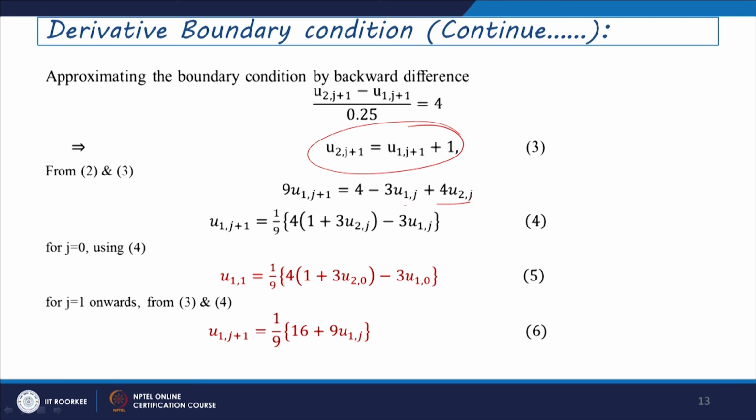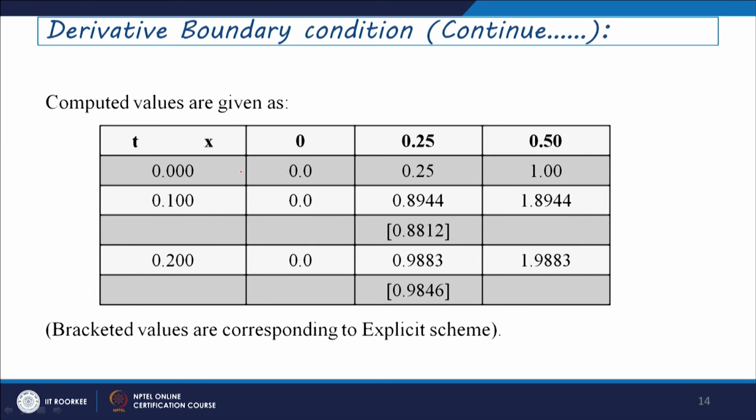And for j equals 0, if we put it here, then u1,1 can be written as 1 by 9 (4 into 1 plus 3 u2,0 minus 3 u1,0). So we can write it in the final form as 1 by 9 (16 plus 9 u1,j) itself. If we go for further computation, the derivative boundary condition just produces 0.0 here. So these are the initial conditions provided to us.